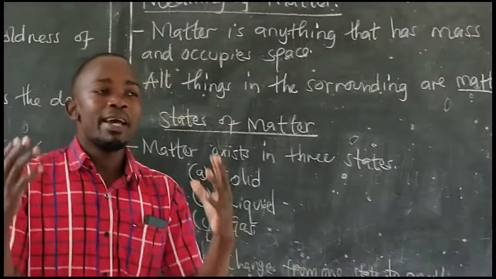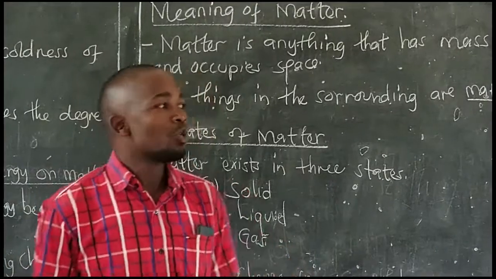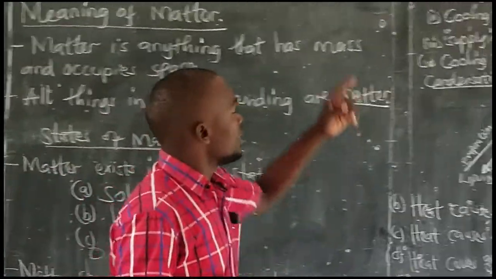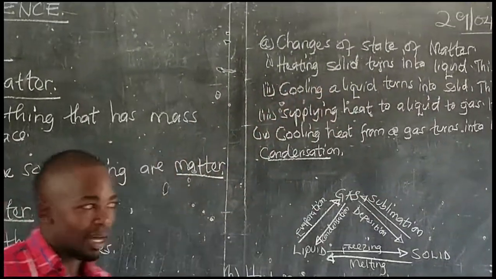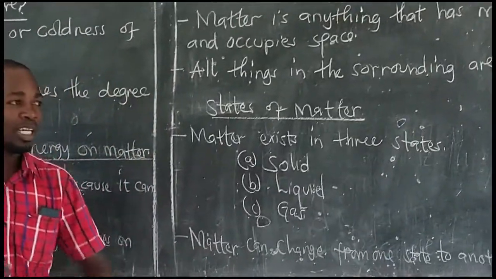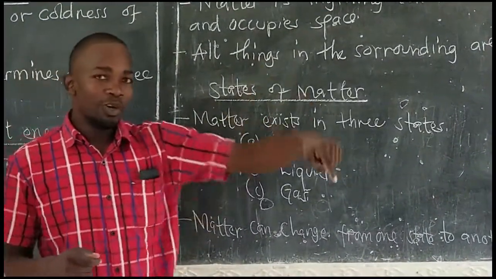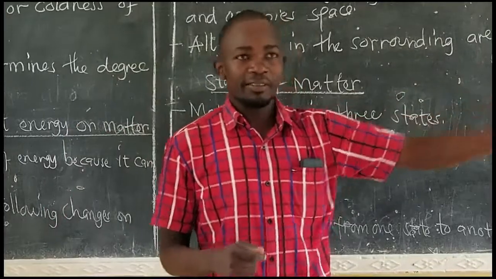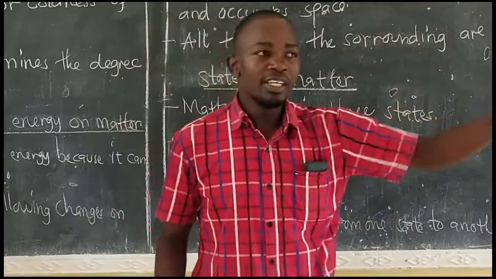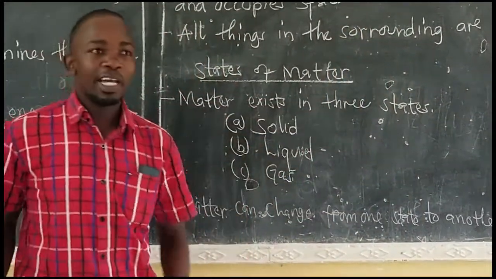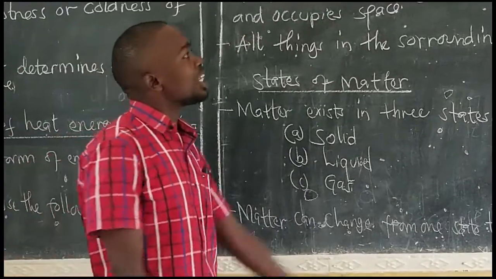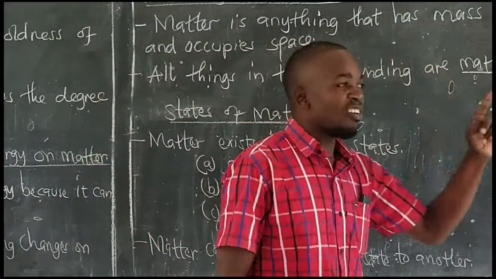Heat can make matter change its state, which is changes of states of matter. For example, it can change from gas to liquid to solid, or solid to liquid back to gas. That is the meaning of changes of states of matter.